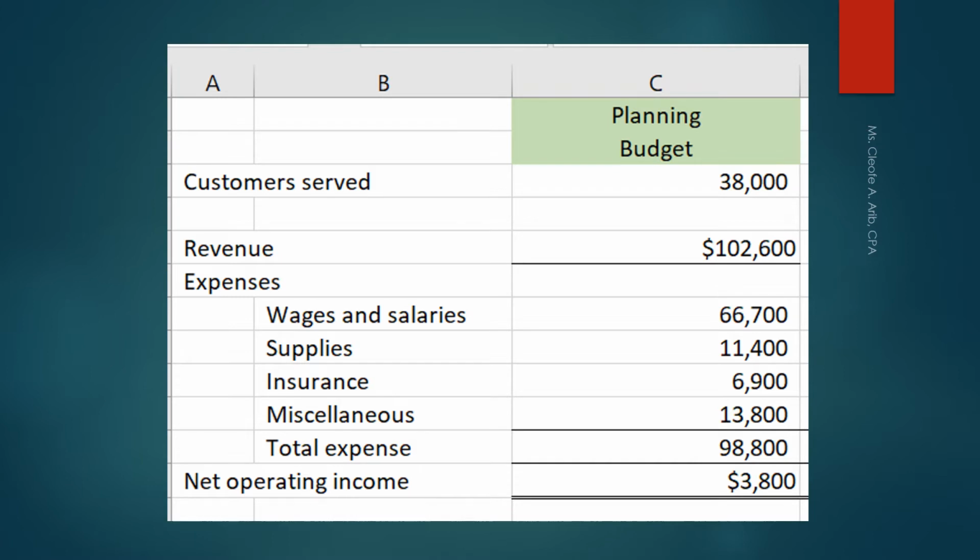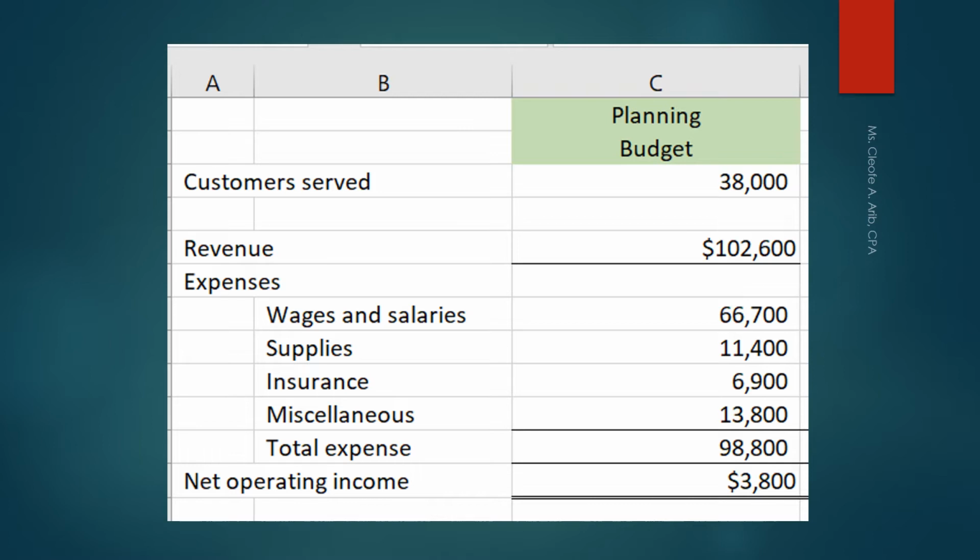And then your expenses, what are the expenses? Wages and salaries. There is 36,300 na fixed element per month. And then yung variable component nun is 80 cents per unit. So 38,000 multiply that by 80 cents per unit. Then add to that your fixed element of 36,300. It will give us a total of 66,700.